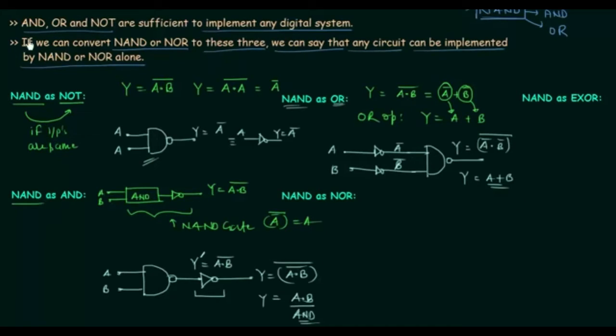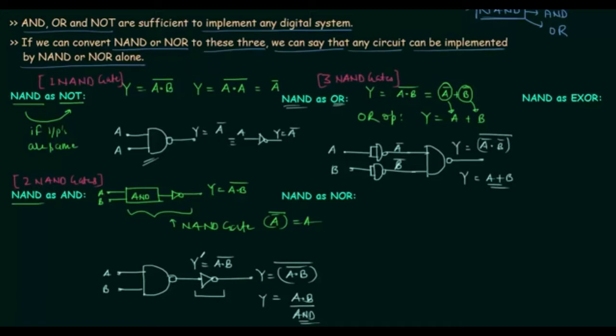And again we will do the same thing. I will replace these NOT gates by NAND gates having two similar inputs. So we have to use 3 NAND gates to implement the OR gate, and to implement the NOT gate, 1 NAND gate is required, and to implement the AND gate, 2 NAND gates are required.